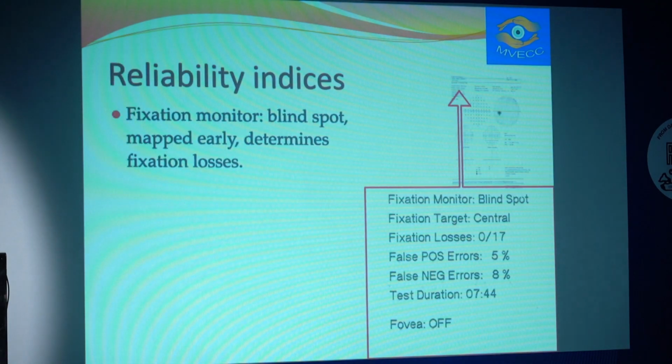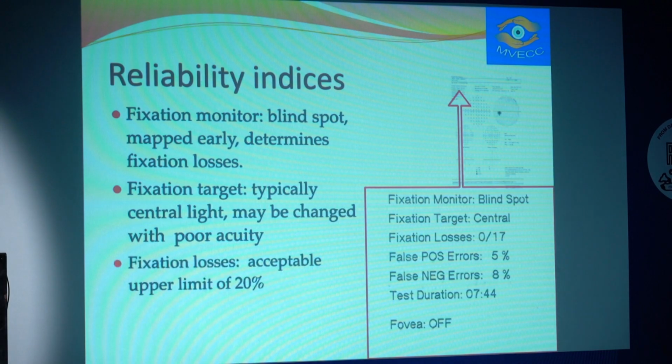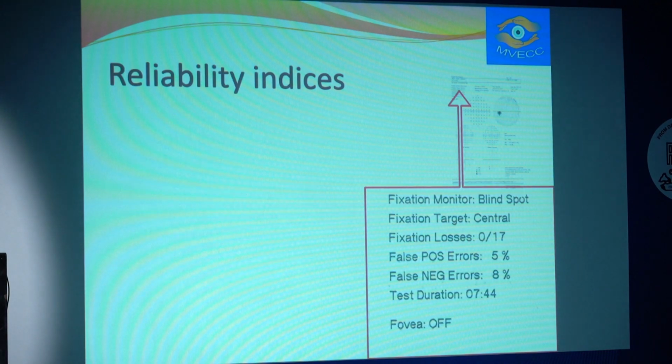The fixation pointer is usually the blind spot, and it is mapped early. What the perimeter does is give another stimulus at the blind spot. If the patient says that it is seen, then it is marked as a fixation loss. Fixation target is typically a central light. Up to 20% of fixation losses are acceptable.